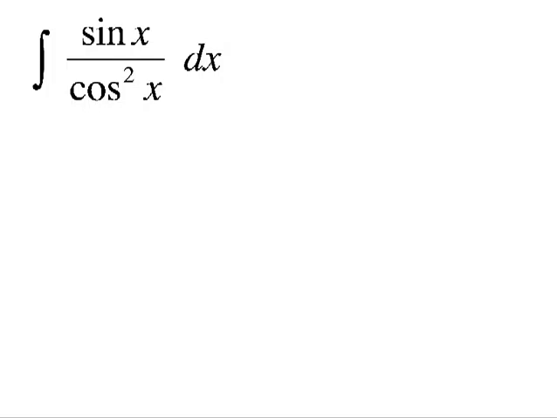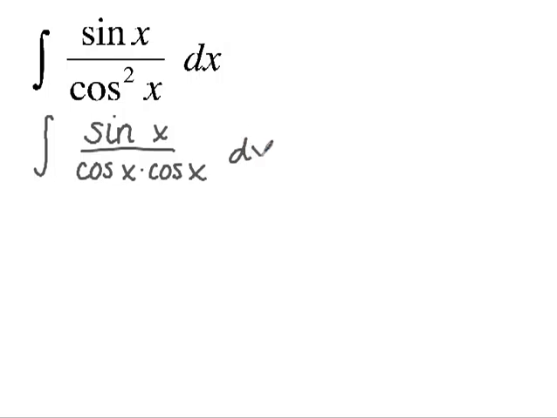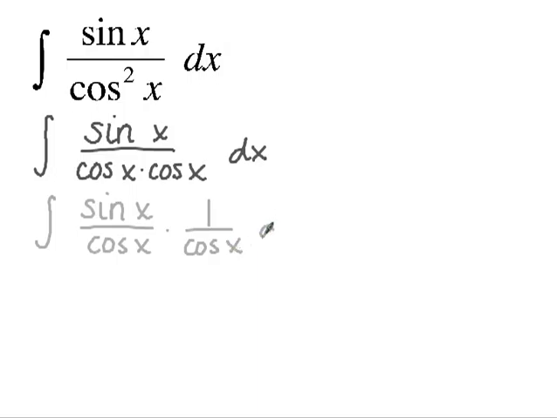So what I'm going to do here is try to rewrite this. I know that cosine squared means cosine times cosine. I also know that sine over cosine is tangent. So if I do sine over cosine, I still have a cosine in the denominator. And as you've already said, sine over cosine is tangent.